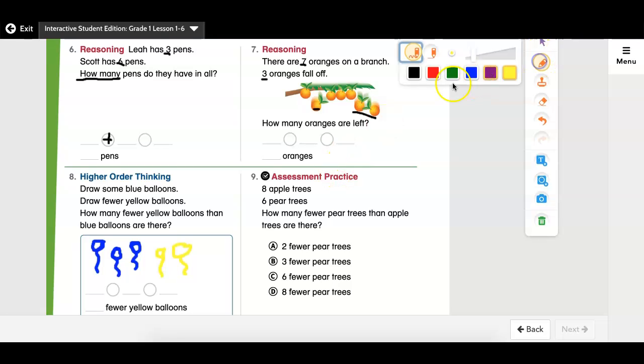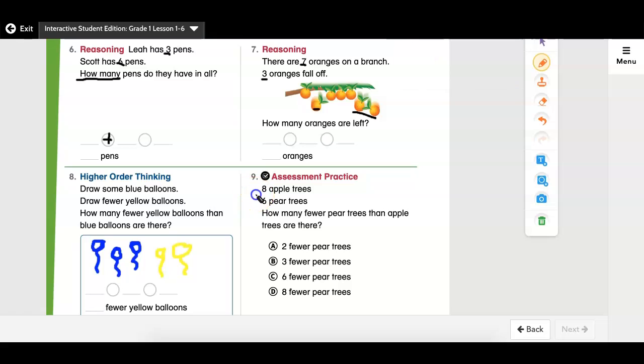Then it says, how many fewer yellow balloons than blue balloons are there? So boys and girls, your number 8 is going to look different. So for however many blue balloons you draw, you are going to use that number. And then for however many yellow balloons you draw, you are going to use that number. As long as your yellow number of balloons is smaller than your blue number of balloons, you will be just fine. So after you draw your balloons, it wants you to write how many blue balloons did you draw, minus how many yellow balloons you drew, and how many are left over.